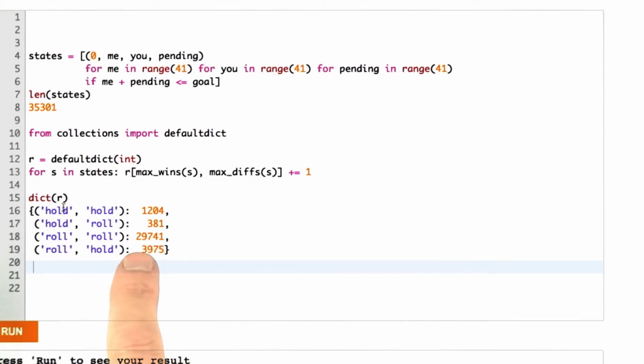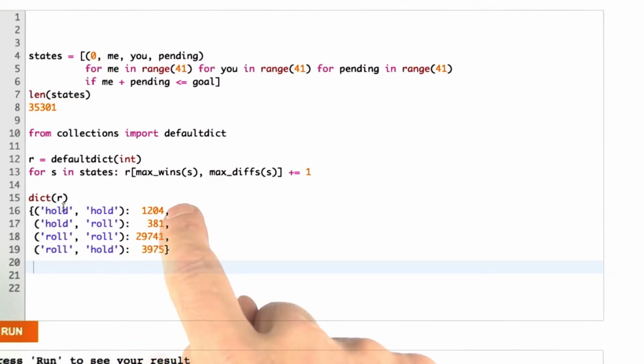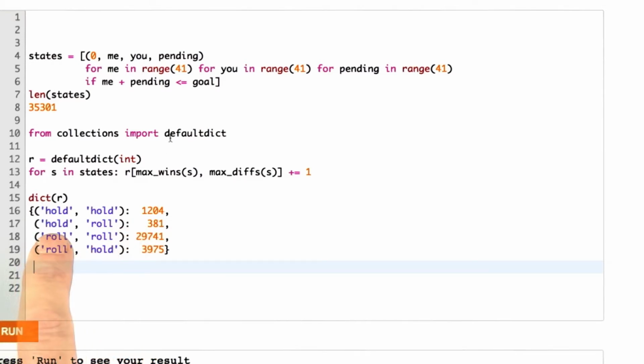And there we have it. So most of the time, 29,700 out of the 35,000, both strategies agree that roll is the right thing to do. And then another 1,200 times, both strategies agree that hold is the right thing to do. But in two cases, they differ. So sometimes max wins says hold and max diff says roll. That happened 381 times. But 10 times more often, it's max wins that says roll and max diffs that says hold. And that actually surprised me.